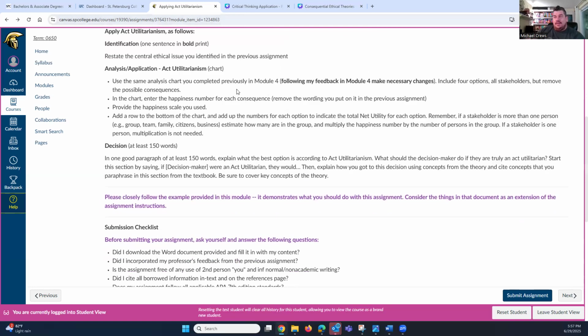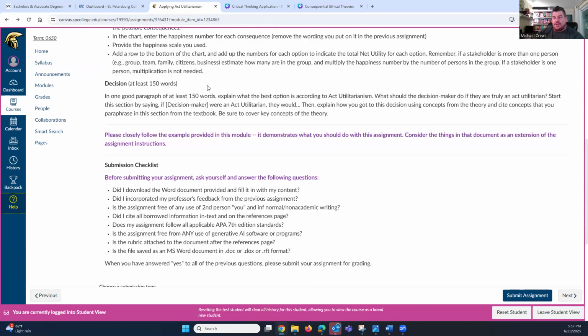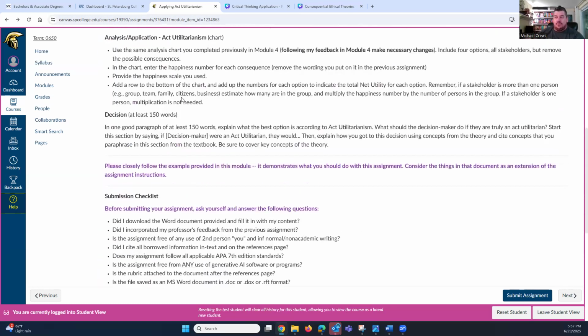So when you apply it, this is kind of like what we talked about with the chart. When you get your answer from the chart, your decision goes in at least 150 words, one good paragraph. You're going to start it off with, if so-and-so were an act utilitarian, whoever your decision maker is, they would do blah, blah, blah, and write it out. Then in the rest of that paragraph, you need to show how you use the theory to get there and how this aligns with the theory.